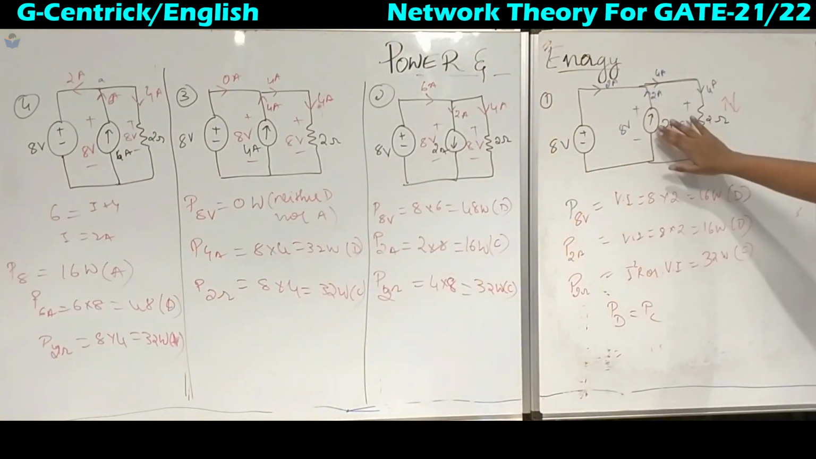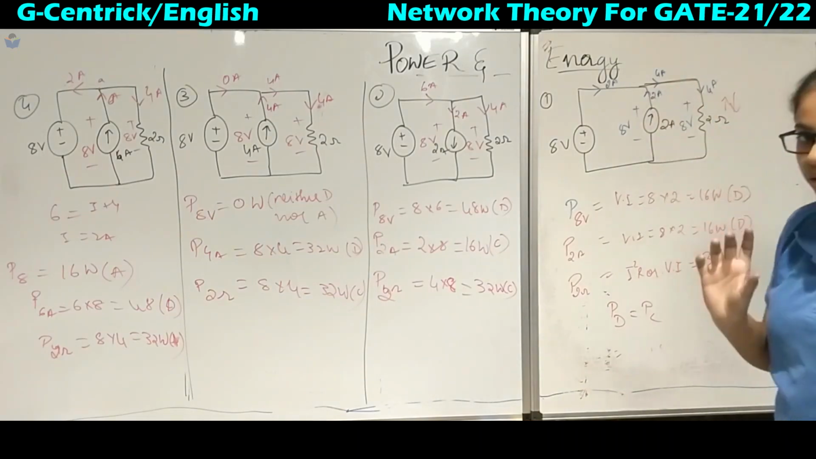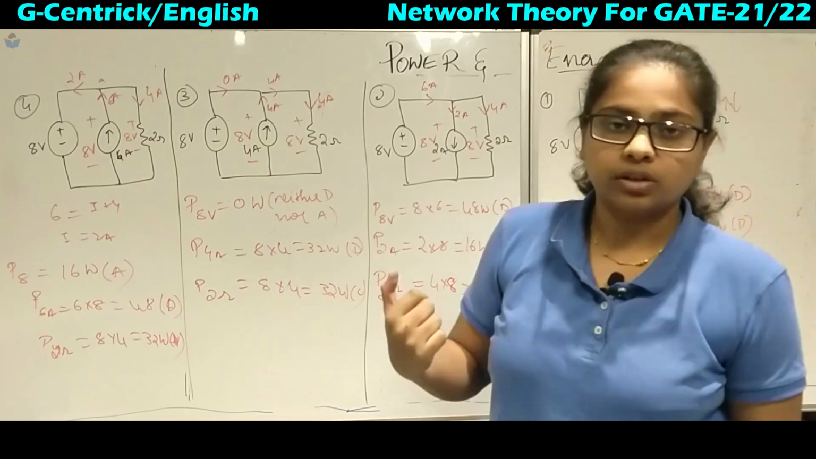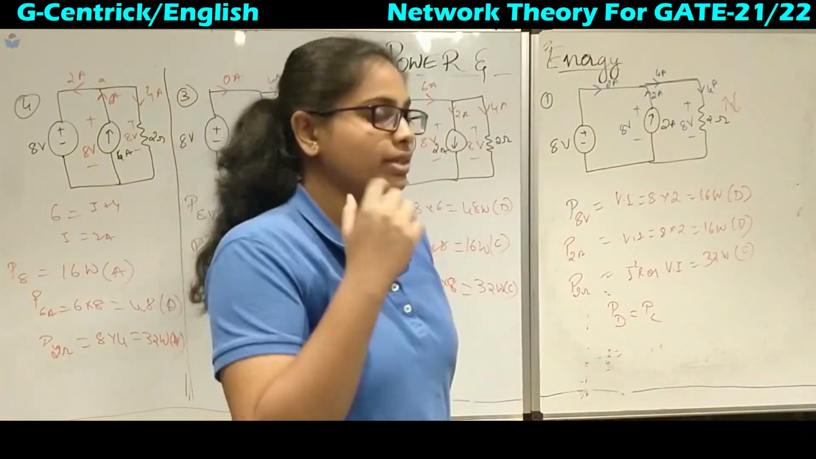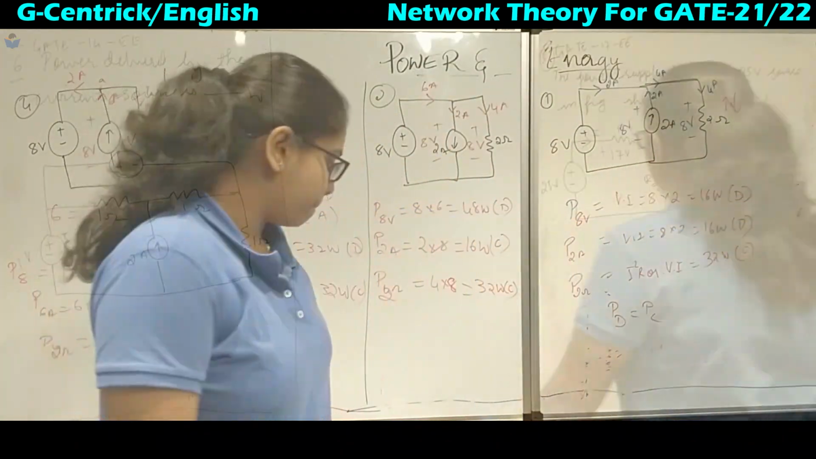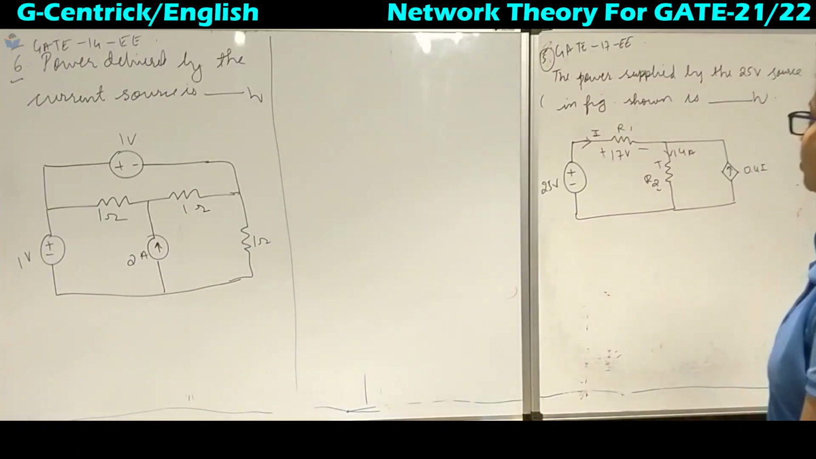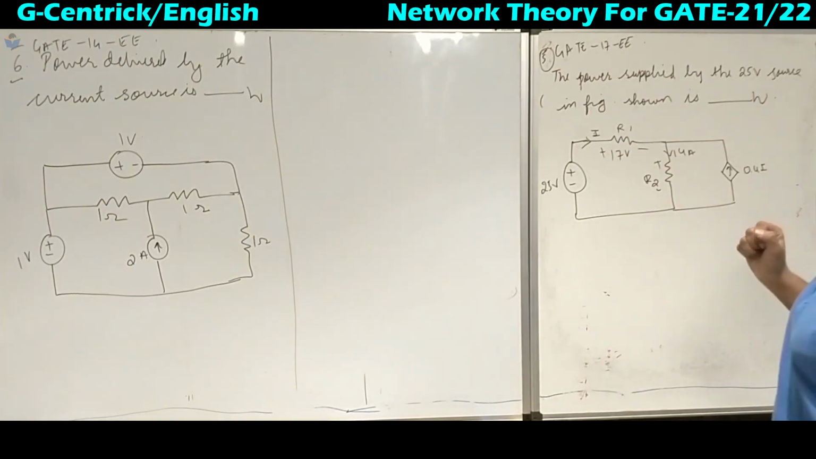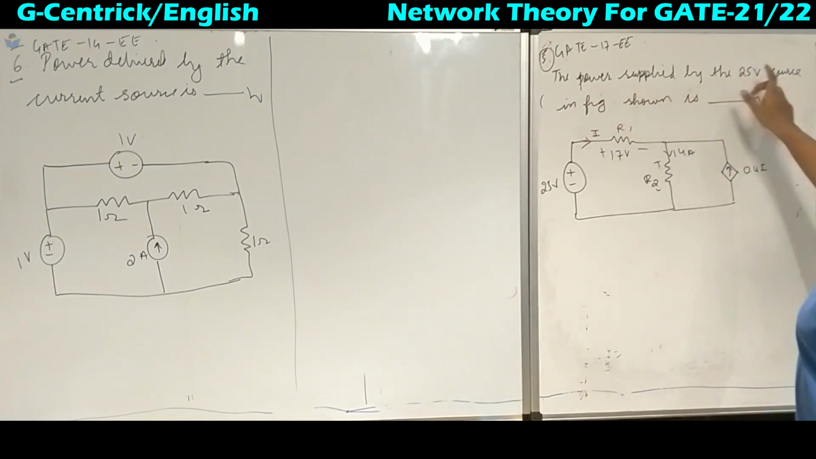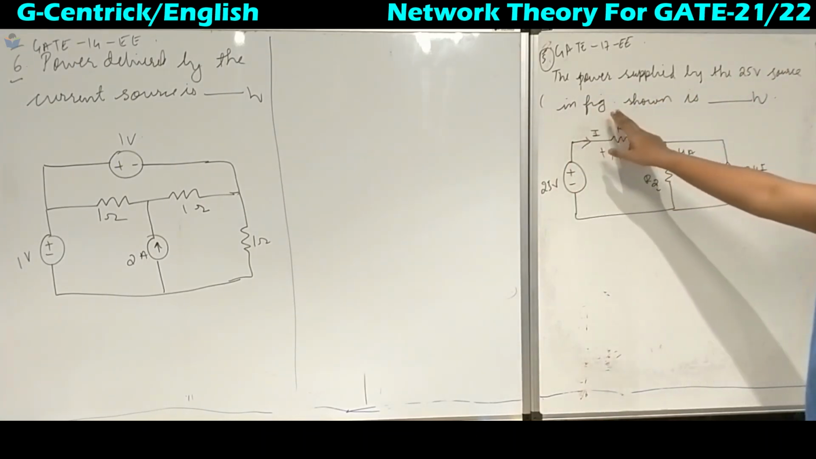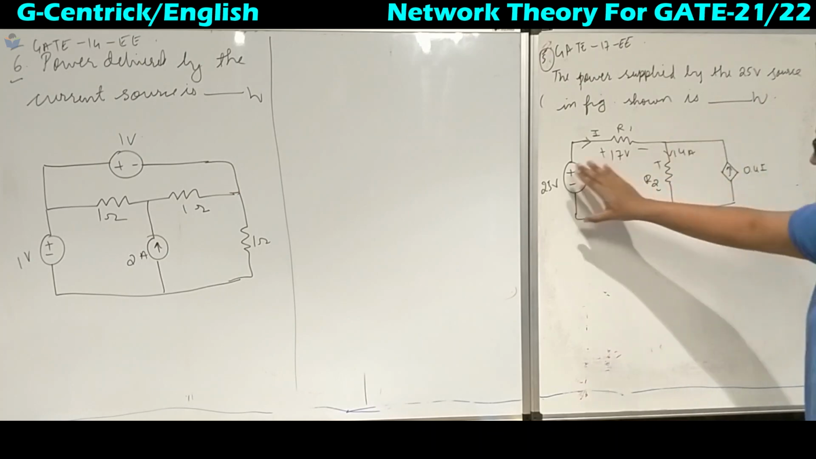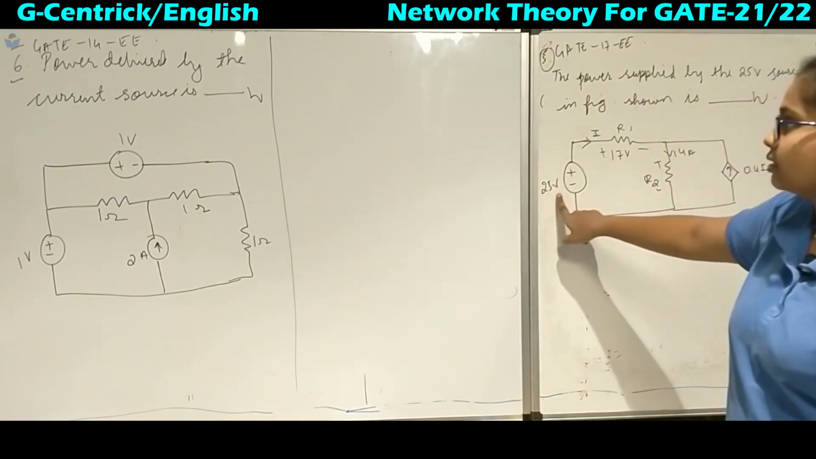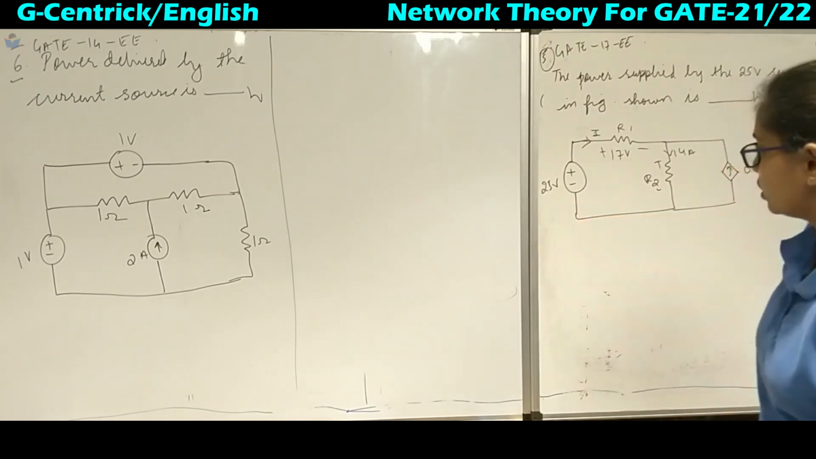Okay, so when the direction of both the arrows is the same, then it will be delivered, otherwise it will be consumed. Okay, so we will take some of the problems that have come in the GATE. We will come to question number 5, which was asked in the GATE 2017 in the electrical branch. The power supplied by the 25 volt source in the figure shown is dash watts. So we have to solve for the power consumed by this 25 volt voltage source.